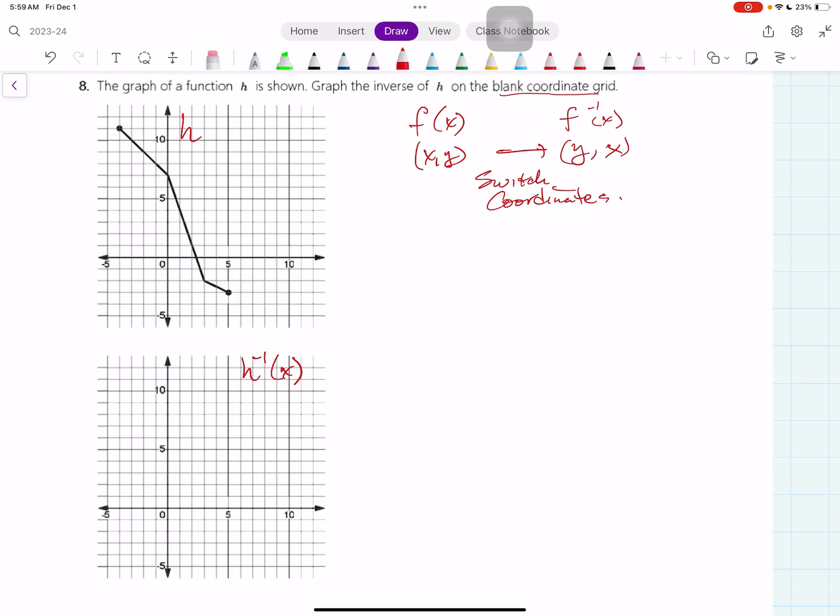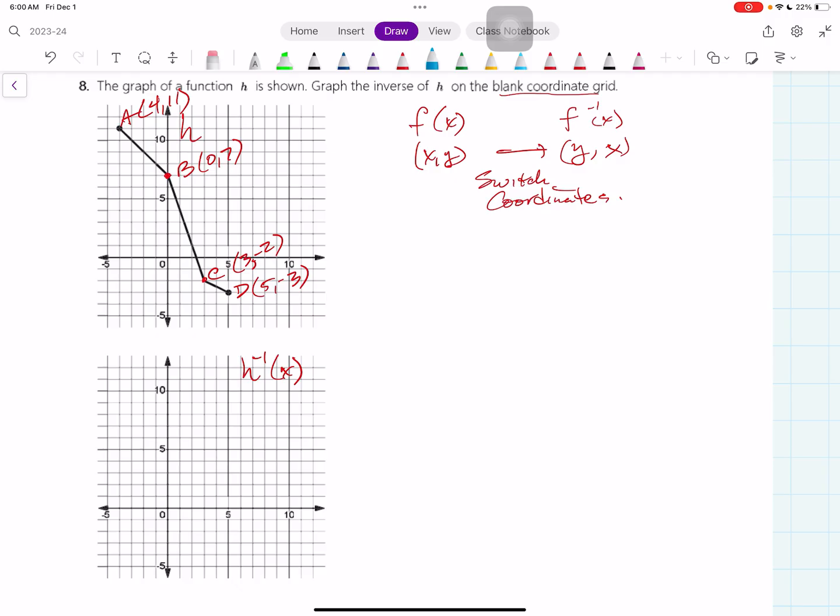All right, let's do it. I've got point A, point B, point C, and point D. Point A looks like (4, 11). B is at (0, 7). C looks like (3, -2). D looks like (5, -3). And then you switch the coordinates.